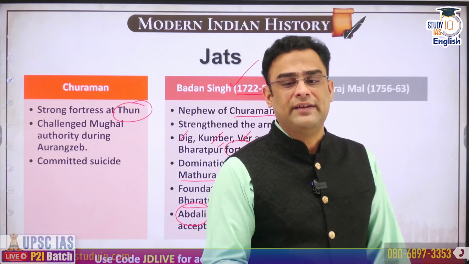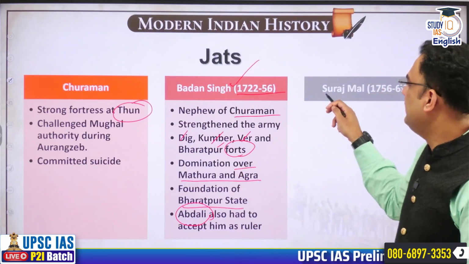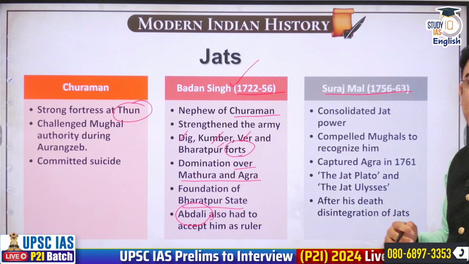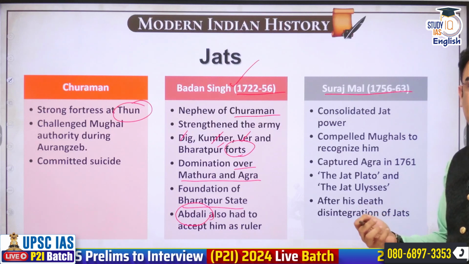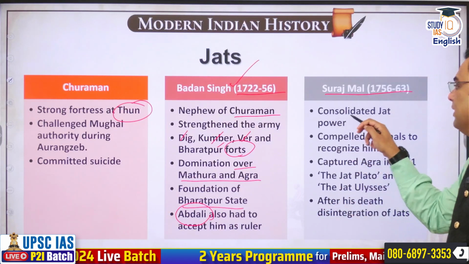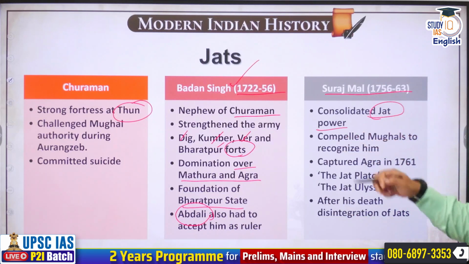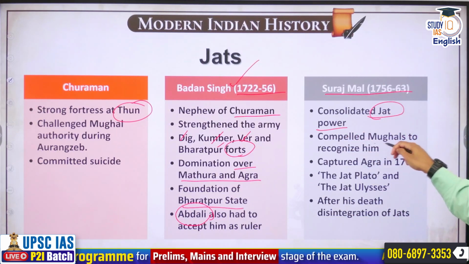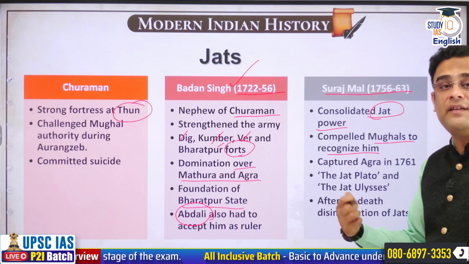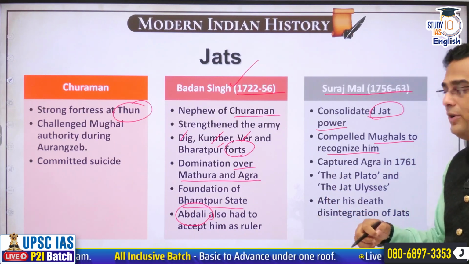Subsequent to Badan Singh, the next important ruler is Surajmal Jat. He is considered the Plato of the Jat tribe. I mean, he was the most politically wise and sagacious amongst them all. The power of the Jats was consolidated under Surajmal. He compelled the Mughals to recognize him and even played a significant role in Mughal court politics.